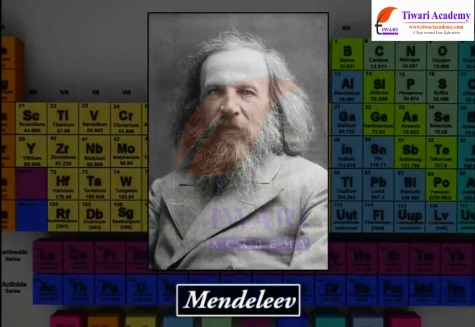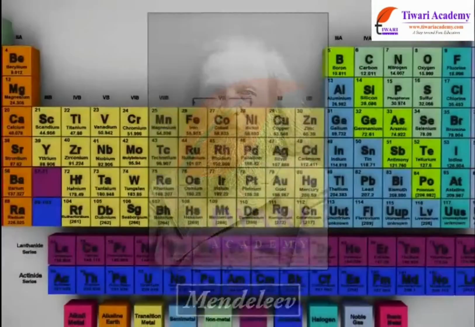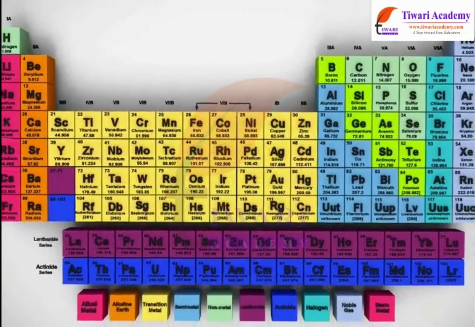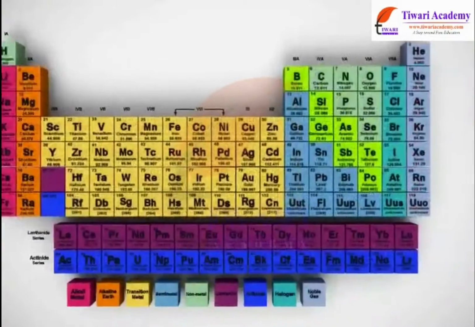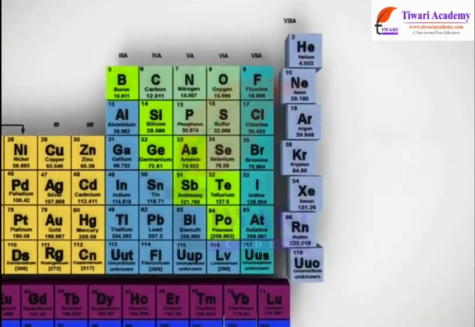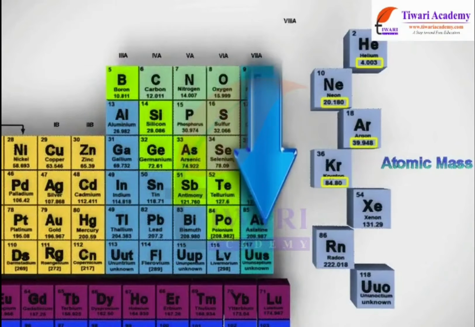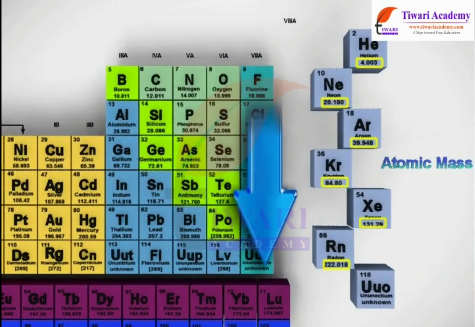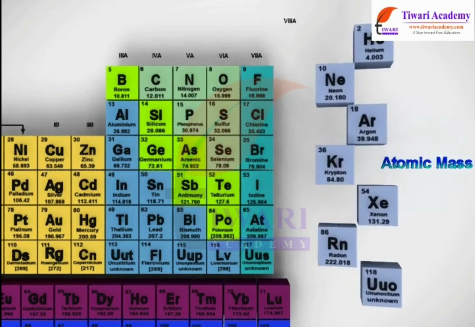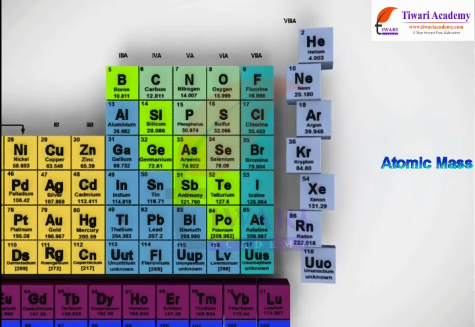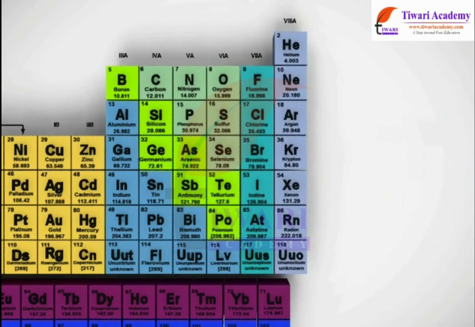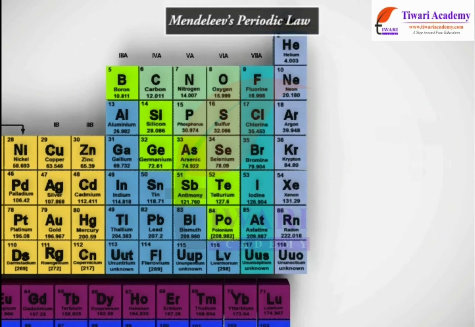Mendeleev, a Russian chemist, while trying to classify elements, discovered that on arranging them in increasing order of atomic mass, elements with similar chemical properties occurred periodically. In 1869, he stated this observation in the following form, which is known as Mendeleev's periodic law.